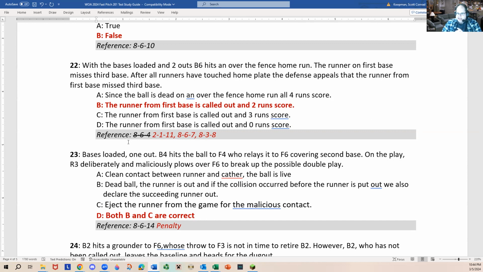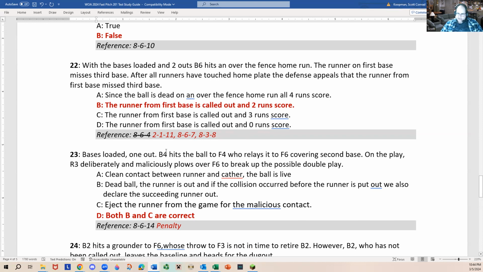So the runner on first base misses third base. The runner on first base is forced to second. They touch second, and then they go on to third. They missed third, and they went on to home. Nobody said anything until after all the runners rounded and all of them have made it home and touched home. Then the defense says the runner from first missed third. What is the ruling? So the correct answer is the runner from first base is called out and only 2 of the 4 runs score.